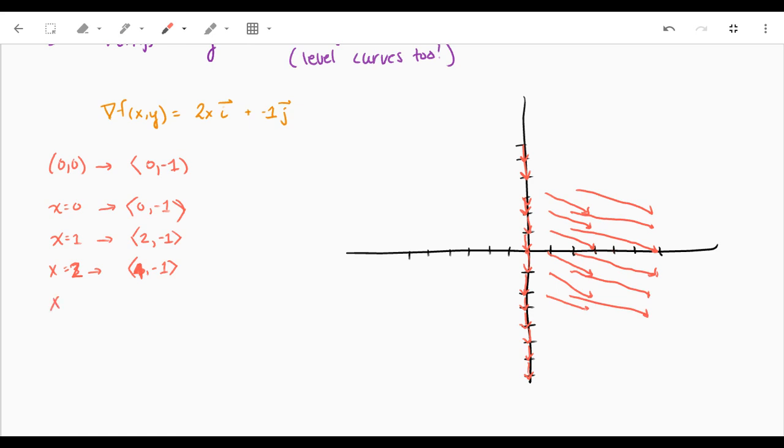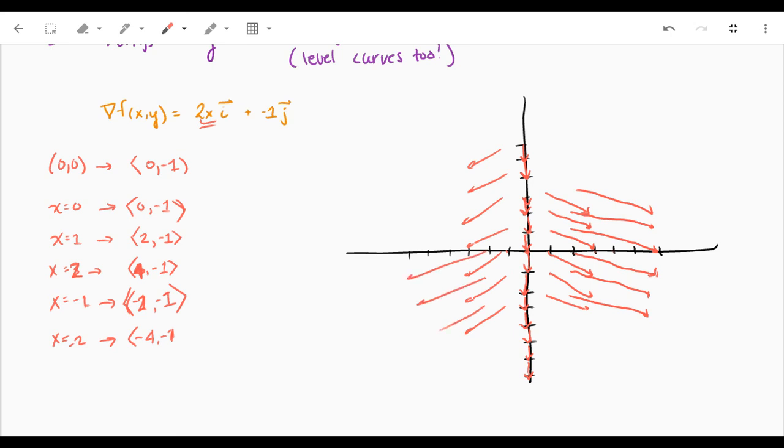All right, when x is -1, then we'll have -1, -2, -1. I keep forgetting to multiply it by 2 like we're supposed to. So at -1, I'm going to go left 2 and down 1. Those are going to look kind of like that. I'm going to start to get a little messy here. And then at -2, we're going to have -4, -1. So 1, 2, 3, 4. Those are all going to look somewhat like that.